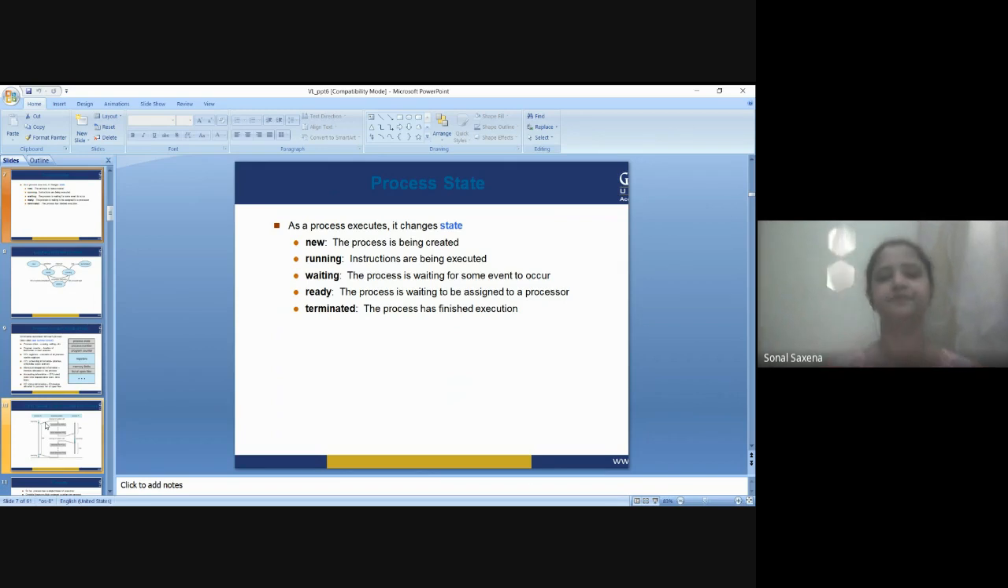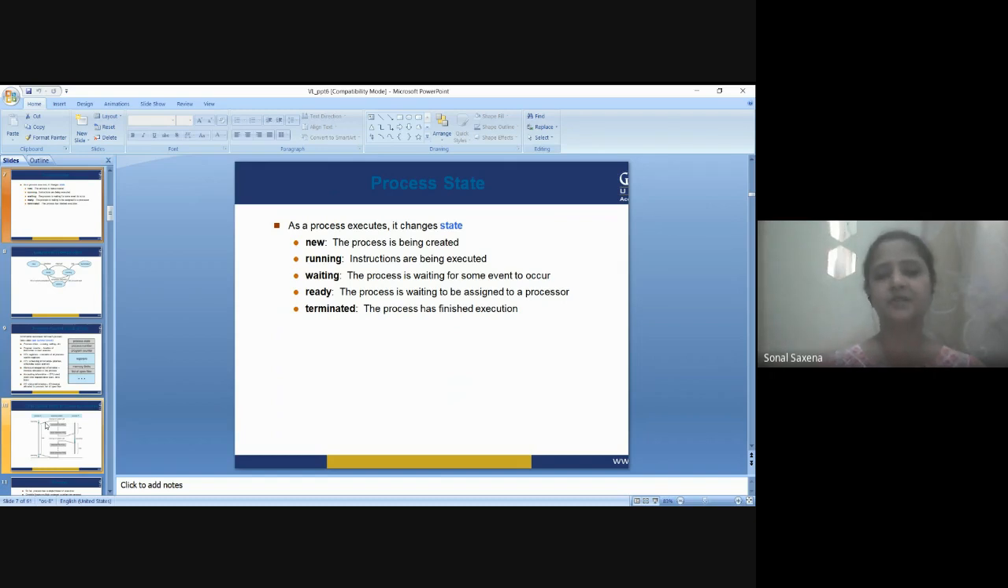First of all, as a process executes, it changes its states. Now, what are its states? This is the process life cycle that we are discussing here. The very first stage of your process is the new stage. What is this new stage? This is a stage where your process is being created. The operating system is creating your process. Then the second stage is the running state.